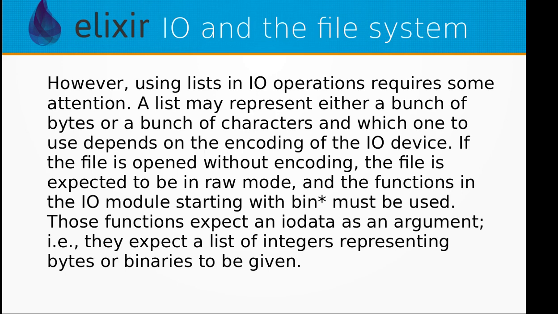However, using lists in IO operations requires some attention. A list may represent either a bunch of bytes or a bunch of characters, and which one it is depends on the encoding of the IO device. If the file is opened without encoding, the file is expected to be in raw mode, and the functions in the IO module starting with bin must be used. Those functions expect IO data as an argument, that is, they expect a list of integers representing bytes or binaries to be given.